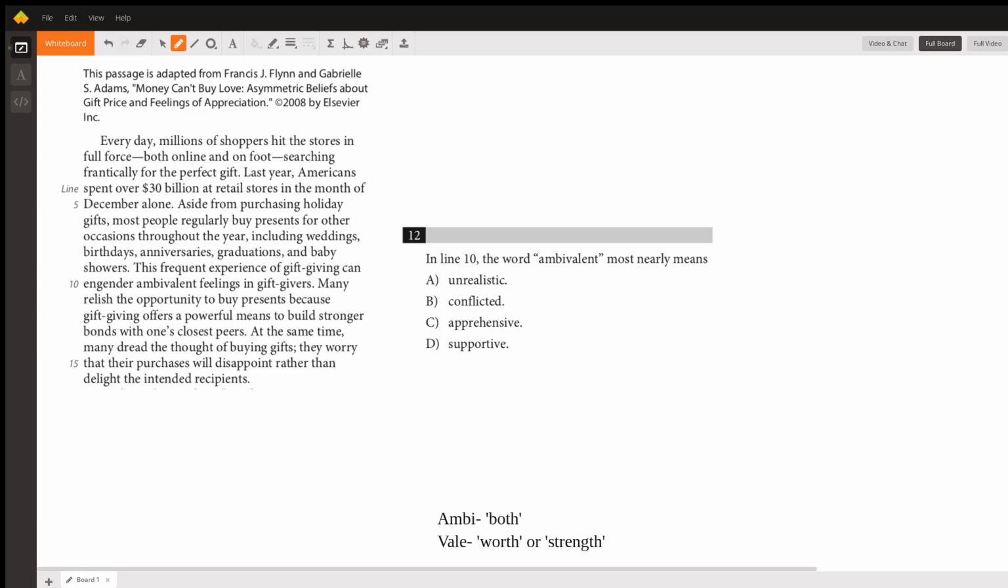So those are my tips for pulling apart unfamiliar words to figure out what they mean. And I hope you found this informative.